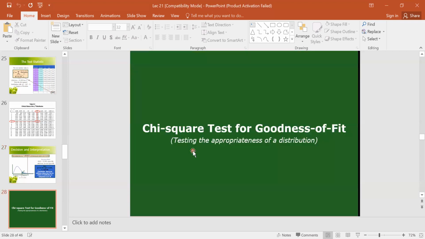The next test is the chi-square test for goodness of fit, which we will discuss in our next video.